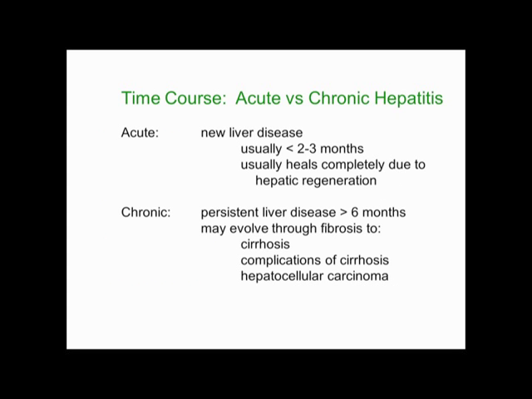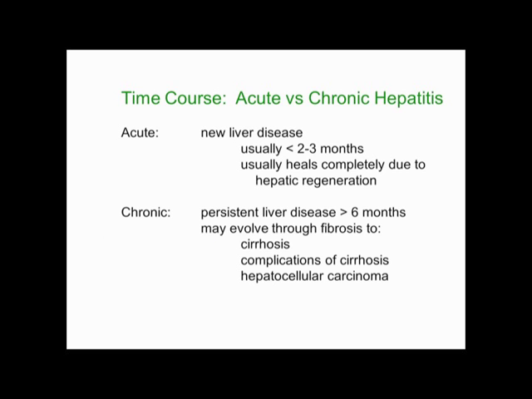How do you tell acute from chronic? Well, acute is a new liver disease, usually under 2 to 3 months. Many acute diseases, like the viral hepatitises, are self-resolving. Your immune system kicks into gear, it does what it's supposed to do, it eliminates the virus, you get over it, and it resolves, and the liver heals completely because you really have good capacity for hepatic regeneration.